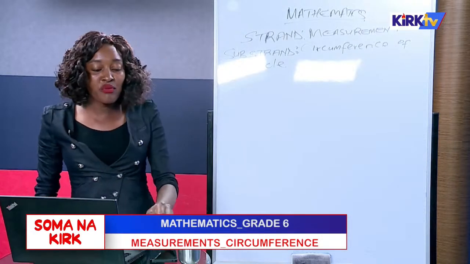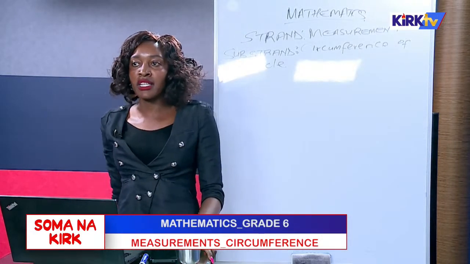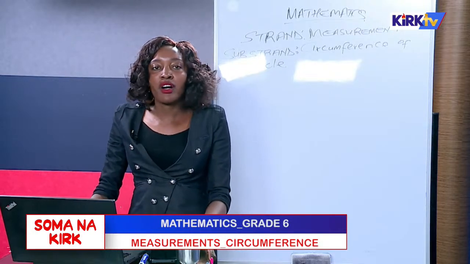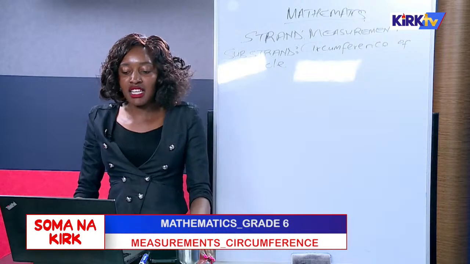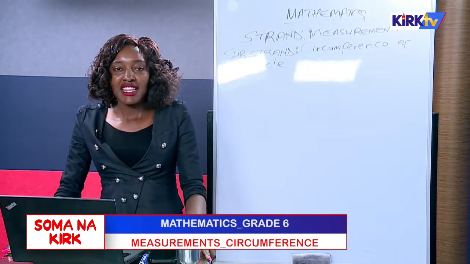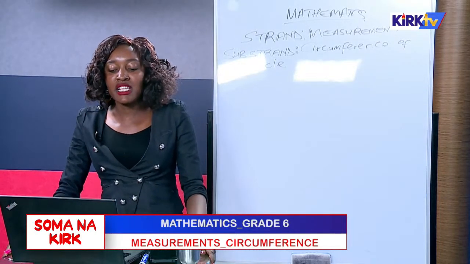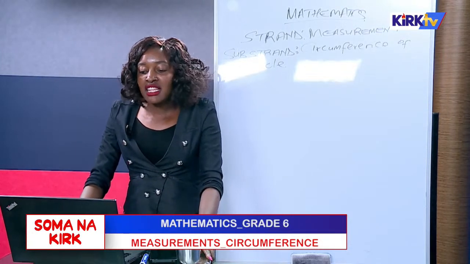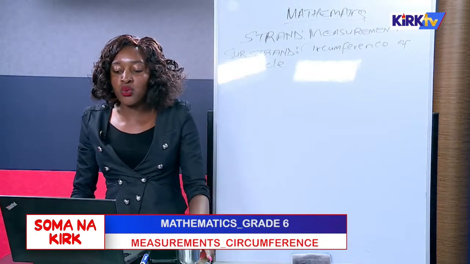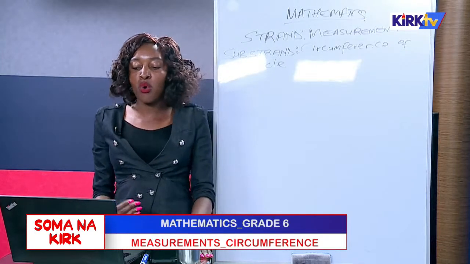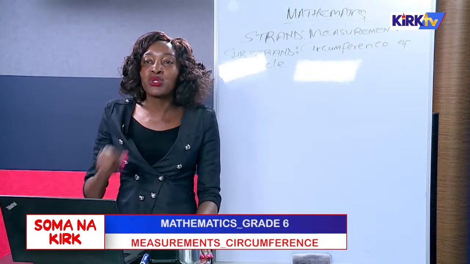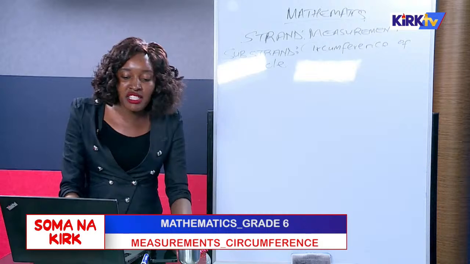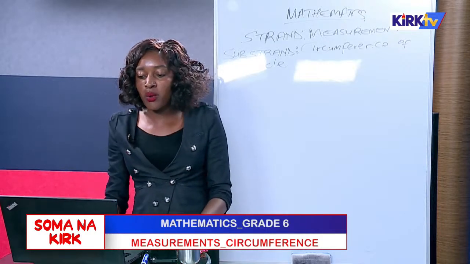Now when you talk of the circumference of a circle, I know you are aware of these things. So just to state our lesson objectives: by the end of the lesson, the learner should be able to identify different circular objects. The second objective is to work out the circumference of a circle. And the last one, you should show genuine interest as you calculate the circumference of a circle.